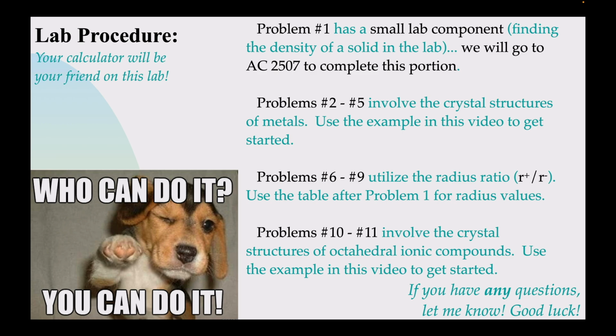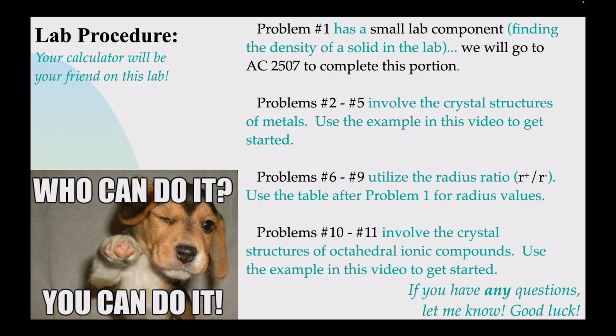Now, problem 6 through number 9 are going to utilize the radius ratio. I want you to tell me what kind of hole system those ionic compounds will be. You'll need the table of the radius values. It's right under problem number 1, so it shouldn't be too hard to find. Make sure that you use the positive, negative values. Don't use the atomic values. You want the ionic values. That's going to be important.